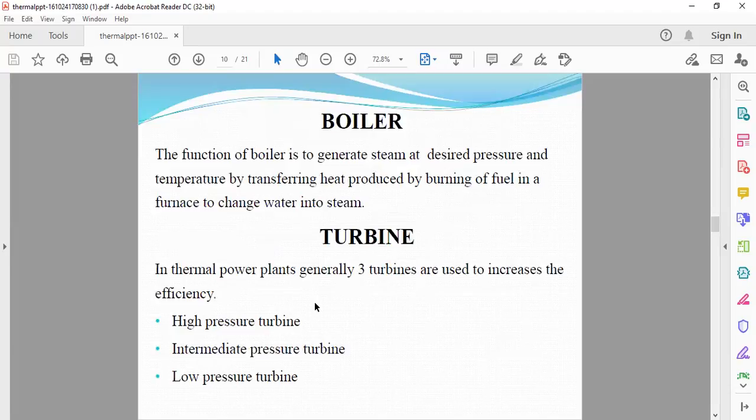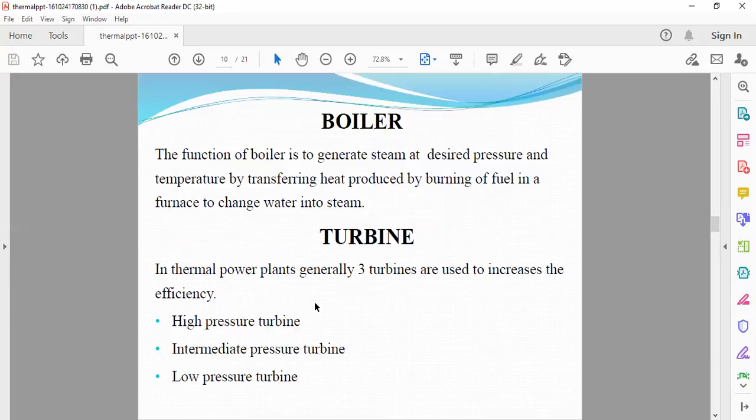Next is the boiler. From the pulverizing plant, the coal goes to the boiler. The function of the boiler is to generate steam. So what is the function here? The boiler is used to generate steam at the desired pressure and temperature, by transferring the heat produced by burning fuel in a furnace to change water into steam. So mainly in a boiler, heated water is converted into steam.